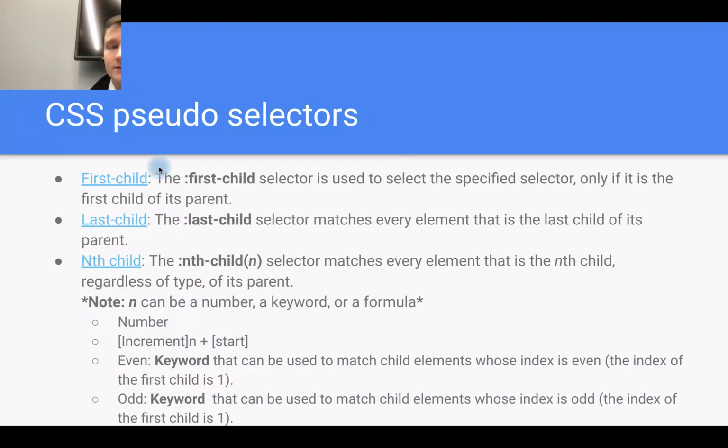When we looked at the first child, the first child selector is used to select a specified selector only if it is the first child of its parent. And we have the last child, and the last child selector matches every element that is the last child of its parent. And we have the nth child selector, which matches every element that is an nth child regardless of type of its parent. We can use a number, we can use n, we can use a formula, and we can use the keywords even and odd for our selectors.